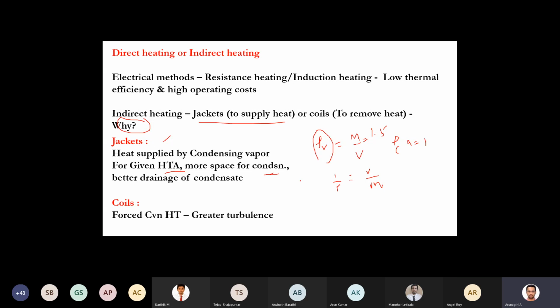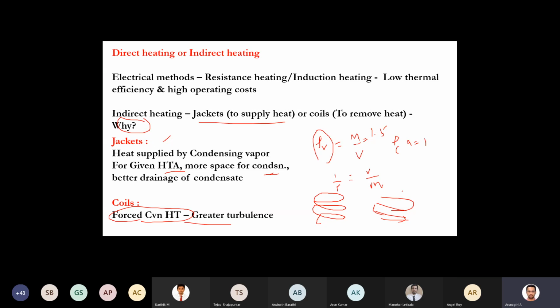Coils are normally placed inside the vessel. If you supply the heating medium through coils, like steam, saturated vapor or superheated vapor, the diameter of the pipe or coil will be larger. So your vessel diameter goes up, which in turn reflects on the capital cost. With coils, the heat transfer is majorly by forced convection. If this is the helical coil, like this.